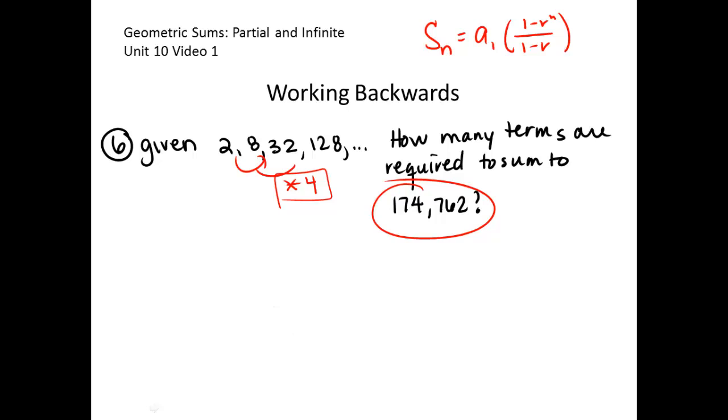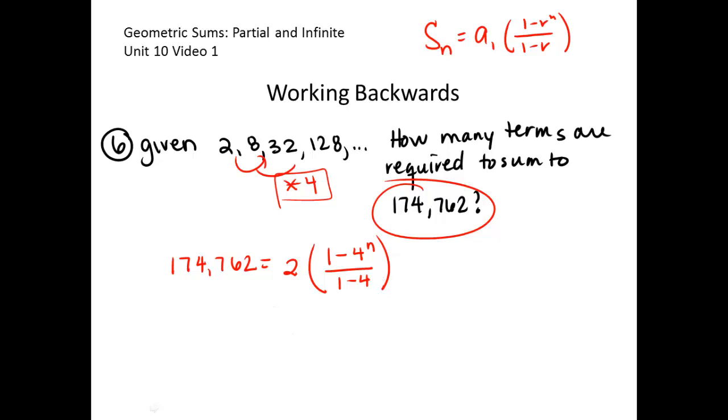Now if I look at that, I think, well, I have 3 variables: I have a1, I have r, and I have n. The only thing I don't have is n, so we can solve for that. So I'm going to say 174,762 is equal to 2 times (1 minus 4 to the n power) over 1 minus 4.